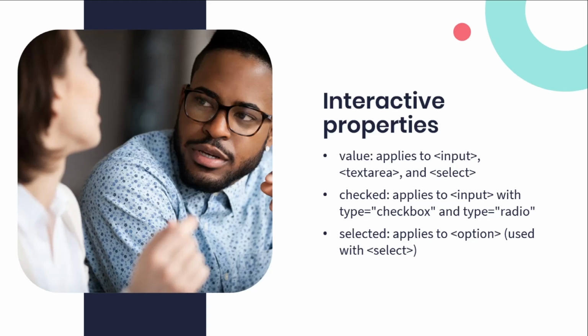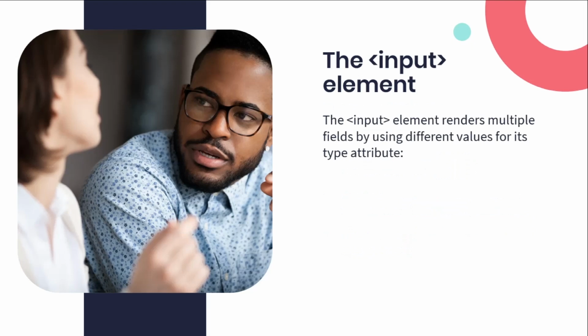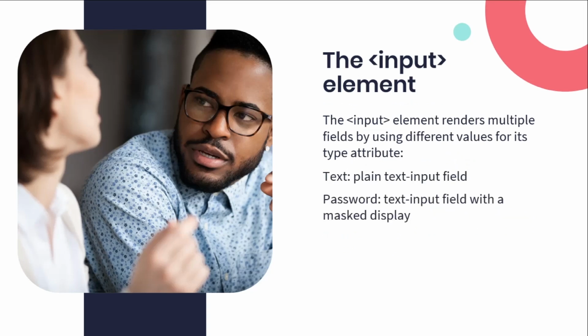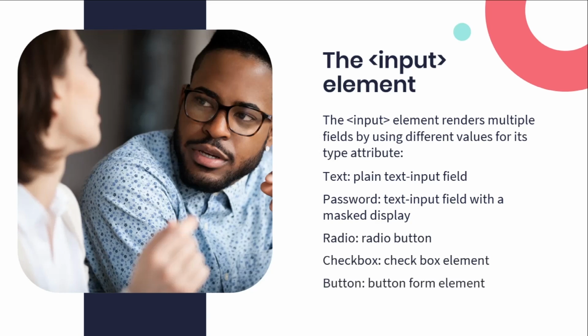So let's look at some examples of how to define each of the elements. The input element renders multiple fields by using different values for its type attribute. Text is a plain text input field. Password is a text input field with a masked display. Radio is a radio button. Use the same name to create a group of radio buttons. Checkbox is a checkbox element. Use the same name to create a group. Button is a button form element.